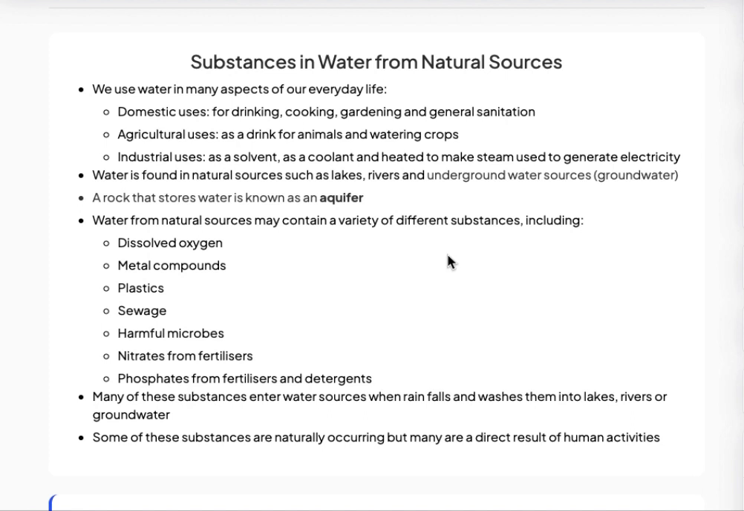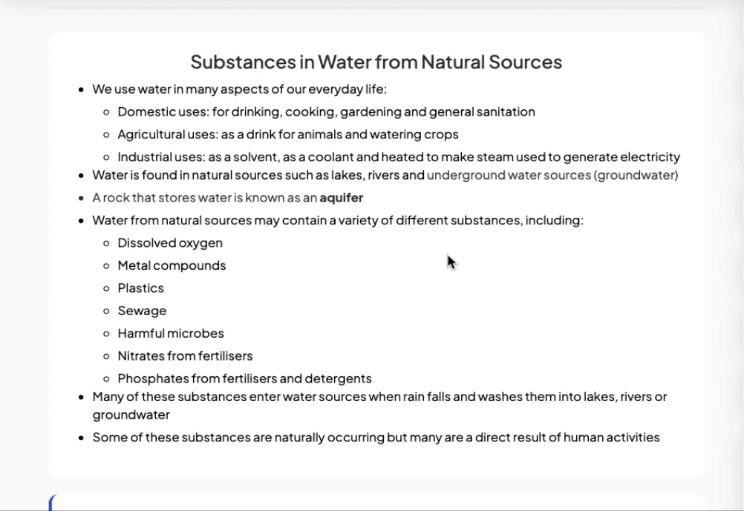Sewage dumped in the rivers can be found in the water. Harmful microbes can be found in water that is not clean. Nitrates from fertilizers that have been dumped in the river can be found in water. Phosphates from fertilizers and detergent can also find their way into water.